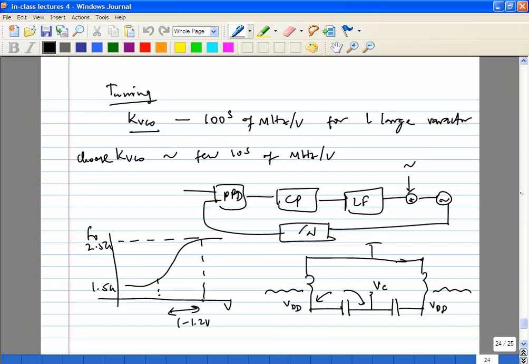So you want to choose a KVCO which is pretty small, in the tens of megahertz range, normally, because if you have large KVCO, you will have larger AM to PM noise conversion. And if you have any coupling inside the PLL, that will cause spurs.